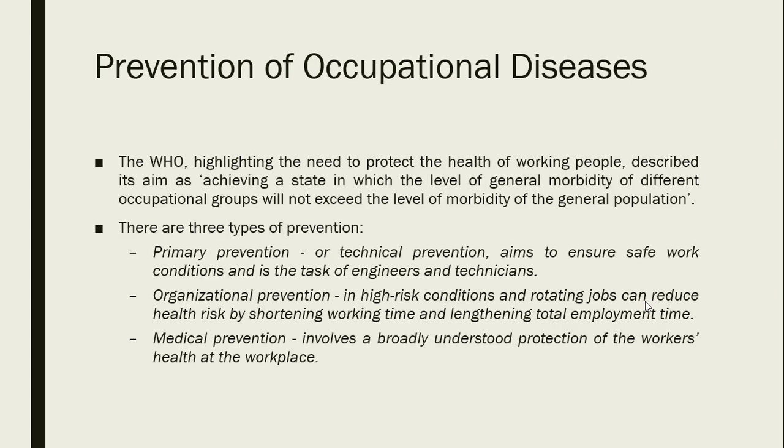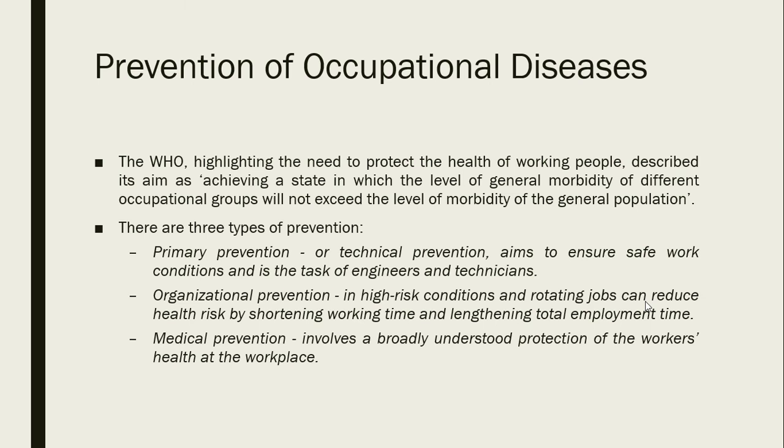Okay? Then next is we have prevention of occupational diseases. The WHO, highlighting the need to protect the health of working people, described its aim as achieving a state in which the level of general morbidity of different occupational groups will not exceed the level of morbidity of the general population. So there are three types of prevention. First, the primary prevention or technical prevention. It aims to ensure safe work conditions and is the task of engineers and technicians. So how safe are the tools and equipment that are to be used in the workplace?